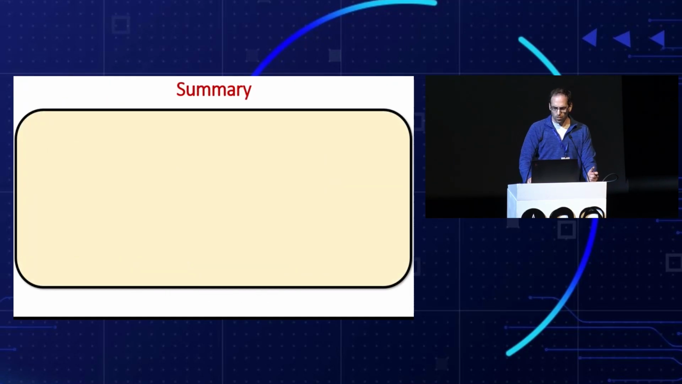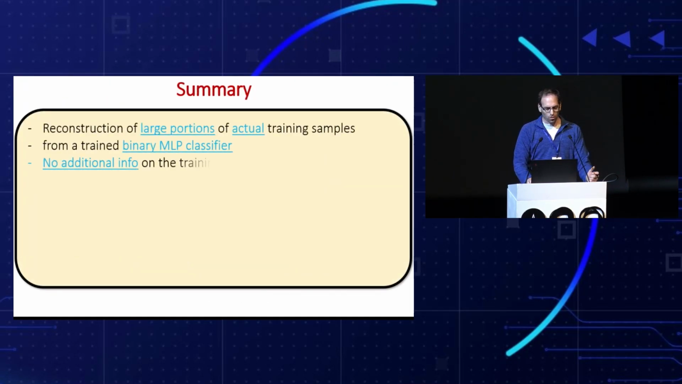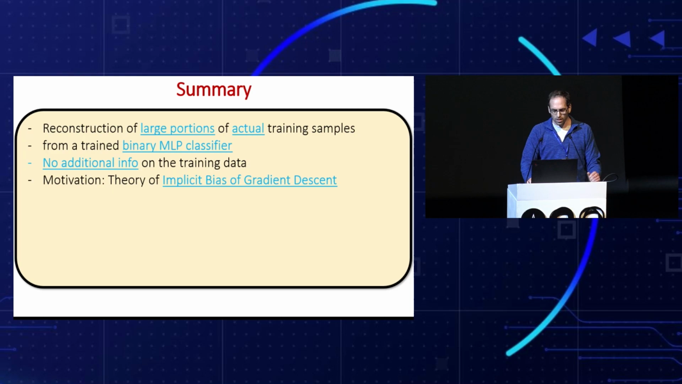And with this, I will summarize. So what we show is reconstruction of a large portion of actual training samples from trained binary MLP classifiers with no additional information on the training set. This is motivated by the theory of implicit bias of gradient descent. And there's a lot to explore next.